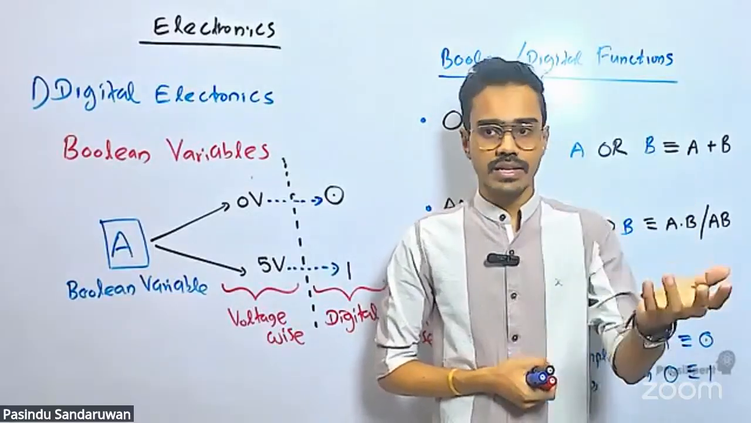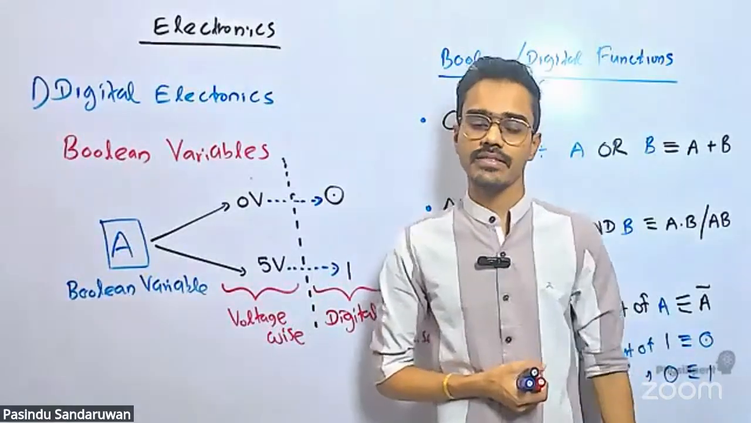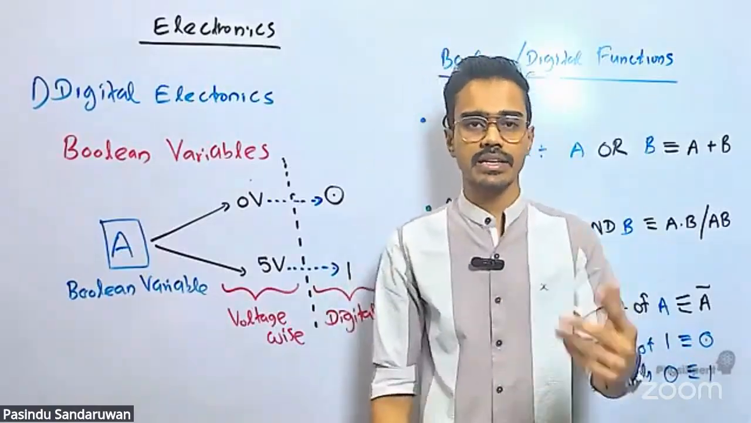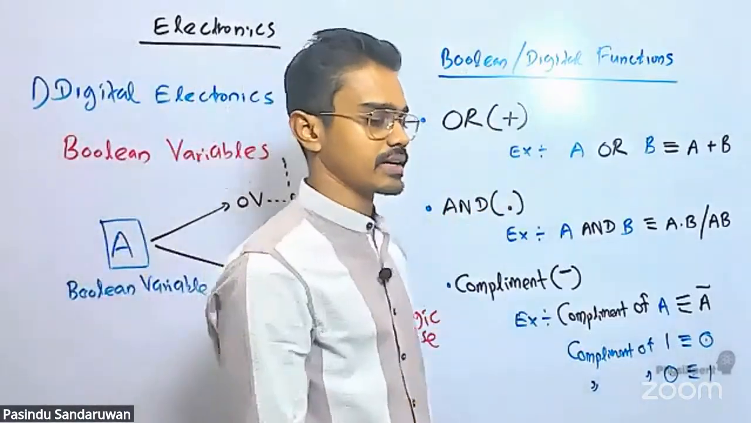That means NOT is not the present value but the other value; that is the idea of complement. These three are the three main functions: OR, AND and complement.